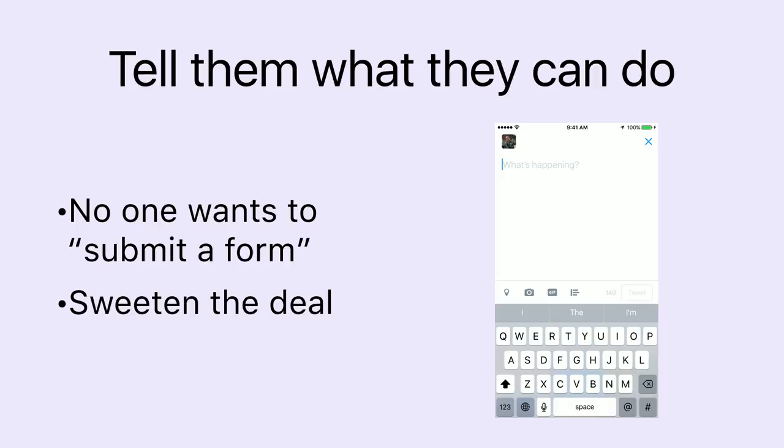Tell them what they can do. Like I said, no one wants to submit a form. Anytime you look at a social app or something else, they're telling you what sort of superpower it gives you. People love telling you what they're up to. They love sharing photos with friends, streaming millions of songs. What is that superpower that you give them? And find a good way to explain that.